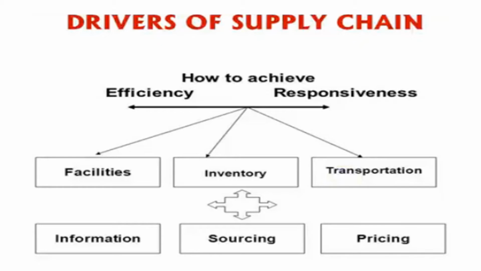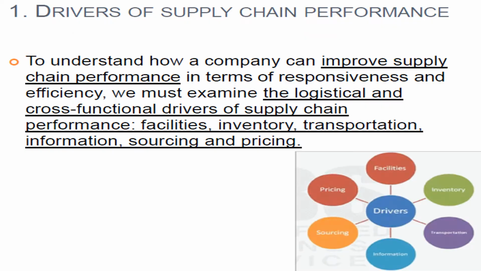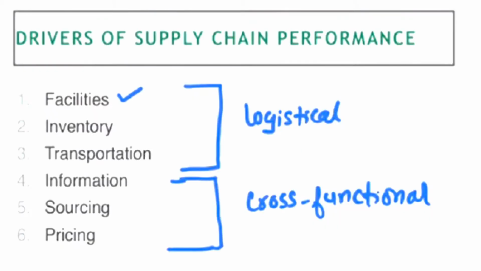Supply chain generally ranges over the spectrum from efficiency to responsiveness. So in order to achieve the efficiency and responsiveness spectrum of supply chain, various drivers are used in supply chain management. These drivers are generally classified as logistical as well as cross-functional. To understand how a company can improve supply chain performance in terms of responsiveness and efficiency, we must examine both logistical and cross-functional drivers of supply chain.